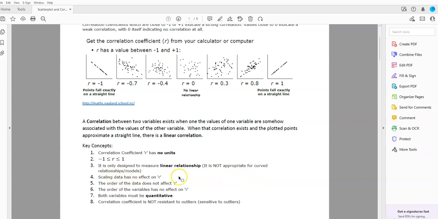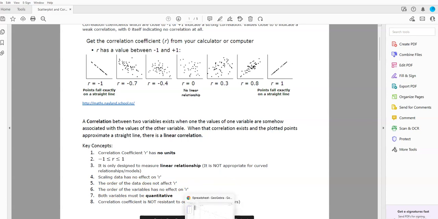Scaling the data has no effect. The order of the data does not affect R, and I'll talk about that in a minute. The order of the variables has no effect on R, and both variables have to be quantitative. A correlation coefficient is not resistant to outliers. But what does this mean, the order of the data and the order of the variables?